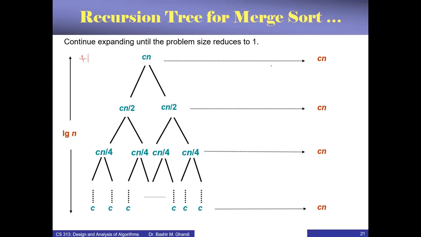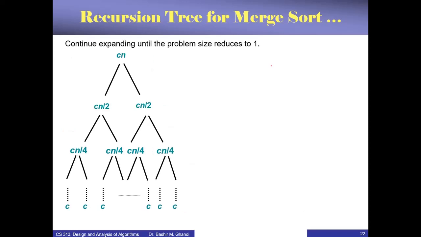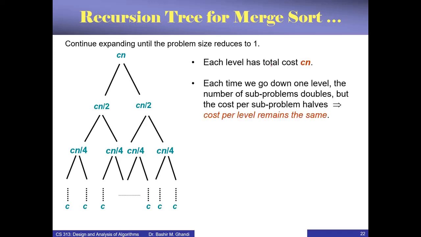So what is the total? So the total, therefore, since each level costs Cn, each time we go down one level, the number of subproblems doubles, but the cost per subproblem halves. So the cost per level remains the same. There are log n plus 1 levels, where the height of the tree is log n.